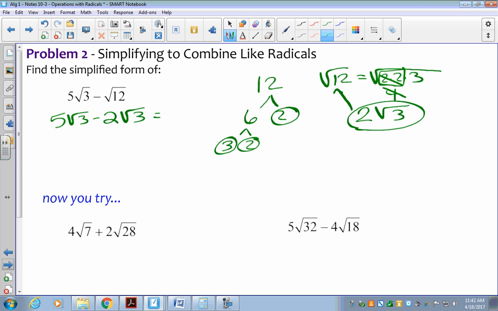And just so I can get my bingo out of the way, Rudy, 5 root 3s minus 2 root 3s is how many root 3s? 3. 3 root 3s is my final answer.